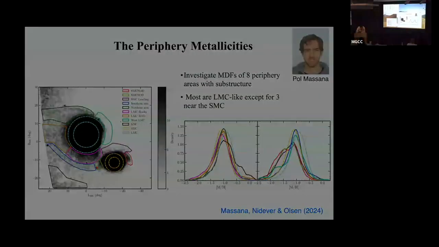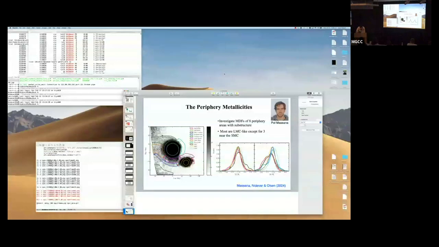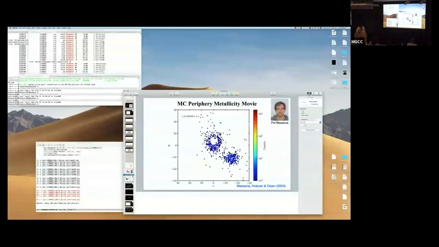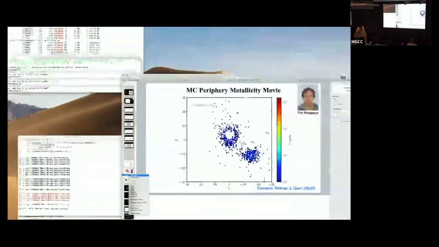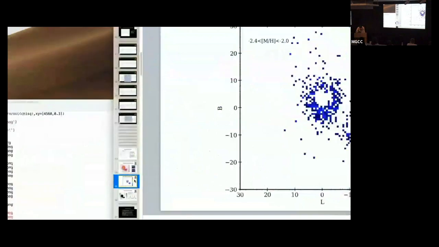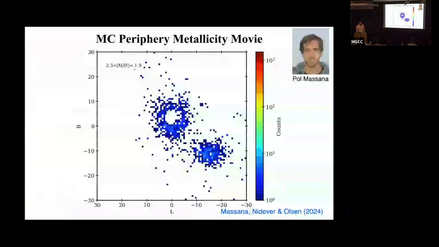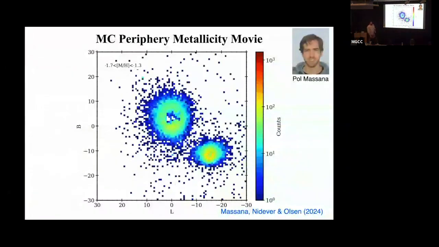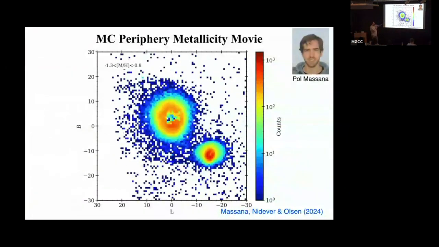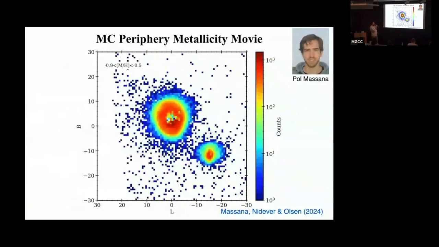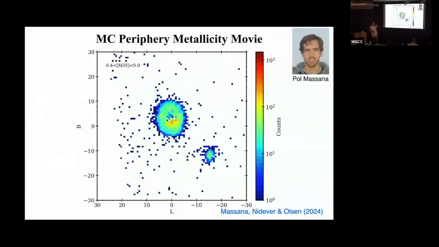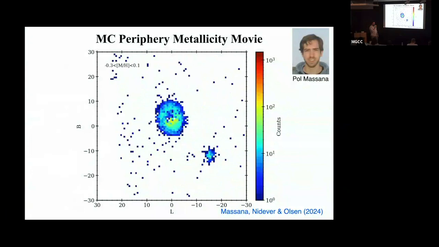Yeah, maybe. Oh man, this is so small. I have a movie where it shows. Let's see if I can do this. This is kind of an old movie, but Paul's working on a newer one. But this shows different metallicity slices, and we've stared at this for a while, but we haven't seen anything obvious pop up. But maybe we should spend more time doing that.